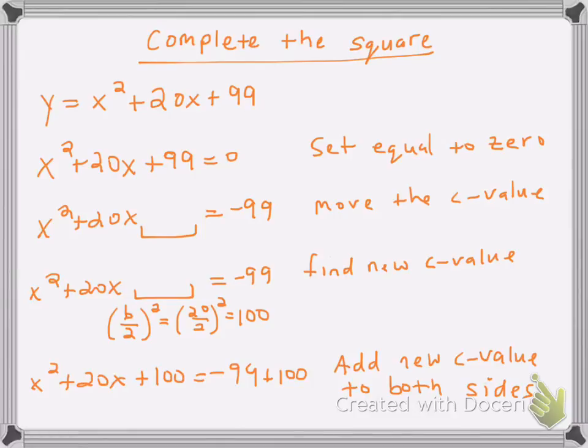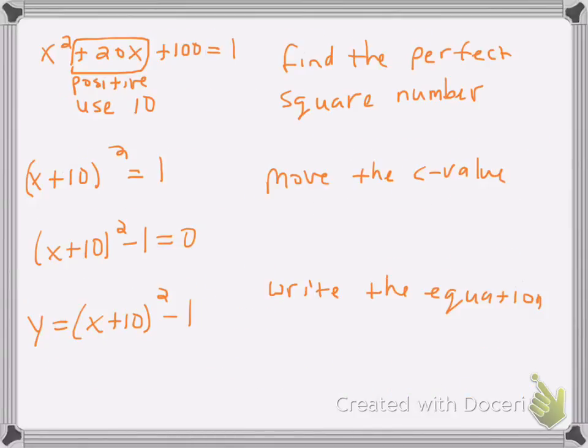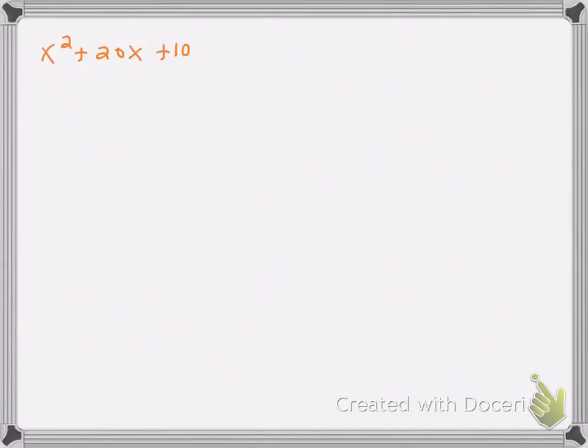Now on the next part, what we need to do is we're going to go ahead and start simplifying. All right, so I'm going to write my equation as x squared plus 20x plus 100 is equal to 1. Now, since that middle number is positive, remember, we're trying to find a perfect square. The perfect square number for 100 is 10. 10 times 10 is 100. All right, since the middle term, the 20, is positive, we're going to use a positive 10.